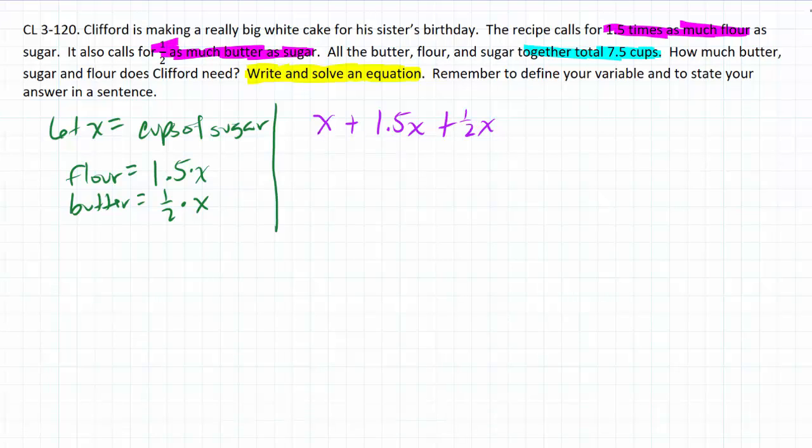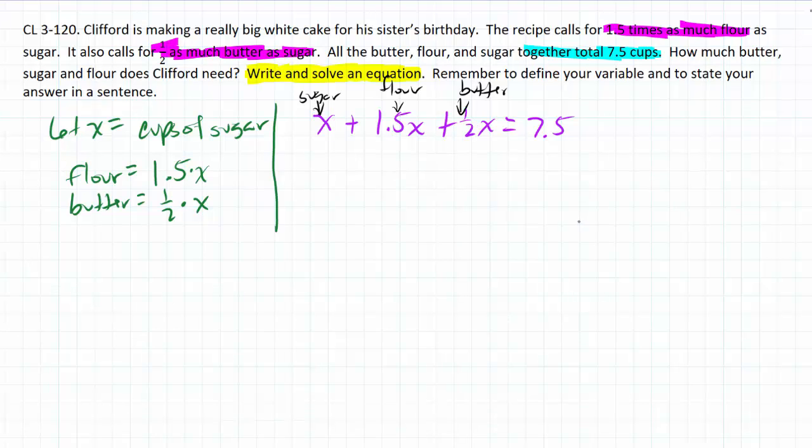So this is the sugar, and let's show that sugar. This is going to be the flour, and this is going to be the butter. We know that all of that combined is going to equal 7 5/10 or 7.5 cups. Now to figure this out, we could just solve the equation. Once we find the sugar, we could figure out how much flour there is and how much butter there is.